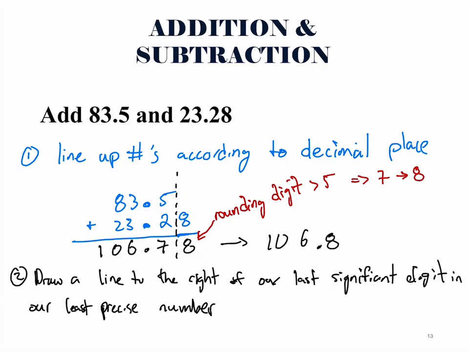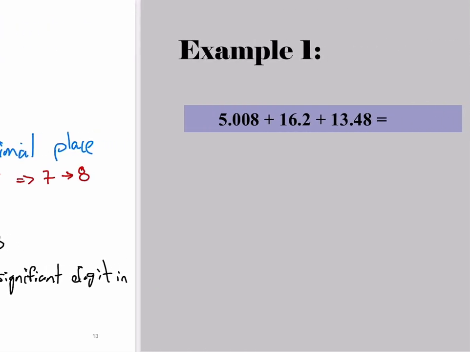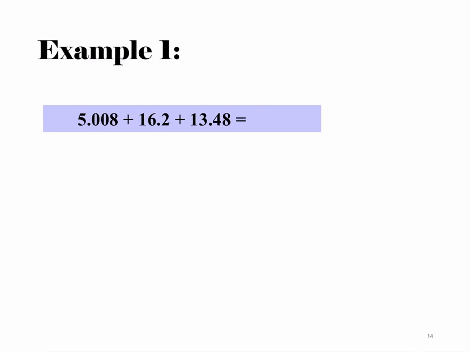All right, so we only have about 3 minutes left. So I'll give you guys one to kind of think about. And so here we have 3 numbers. The strategy is still going to be the same here. 5.08 plus 16.2 plus 13.48.